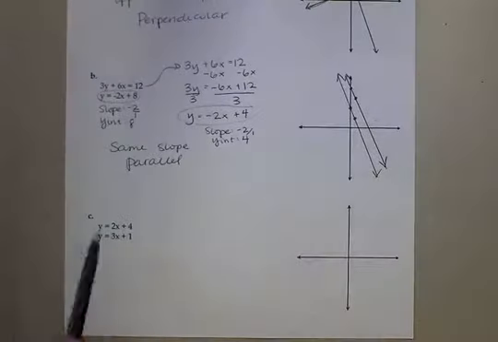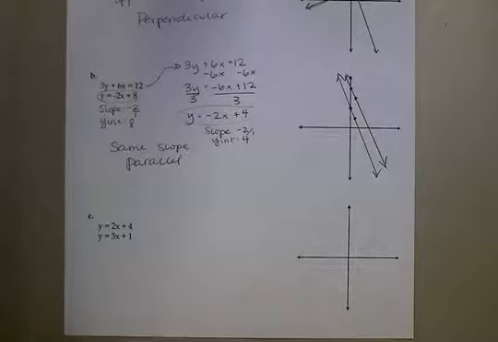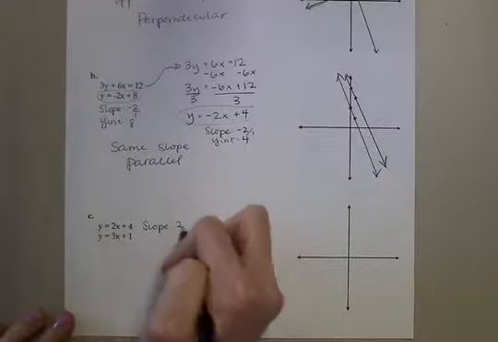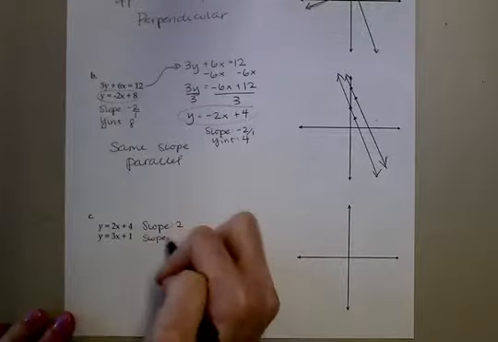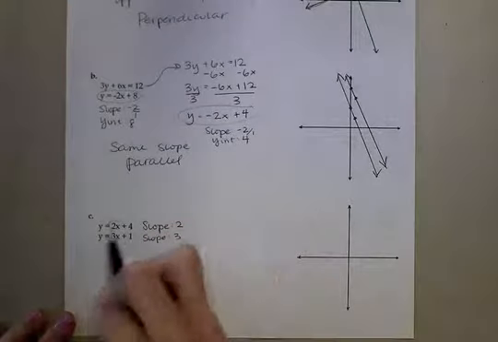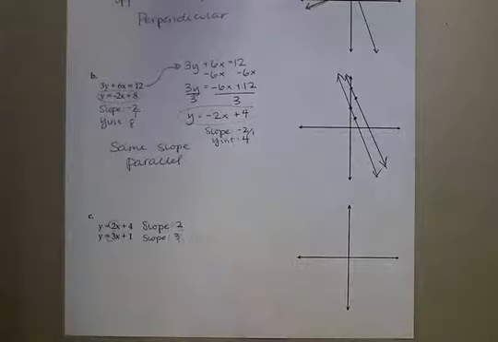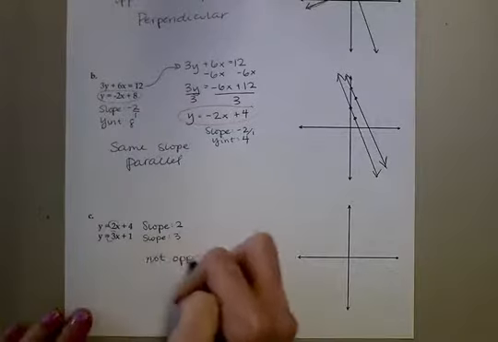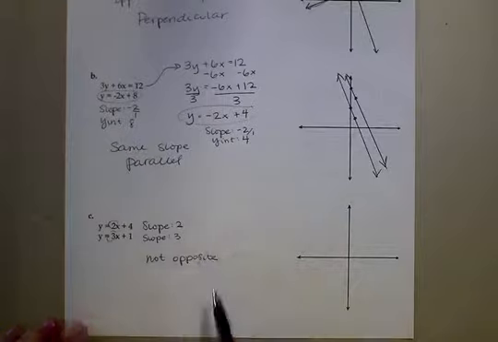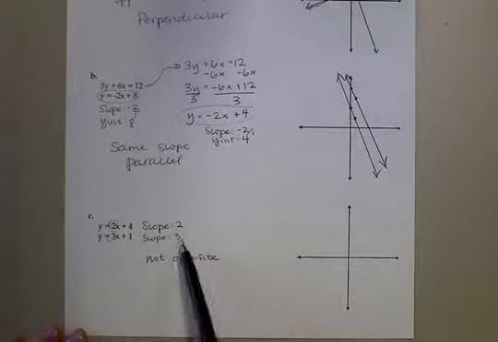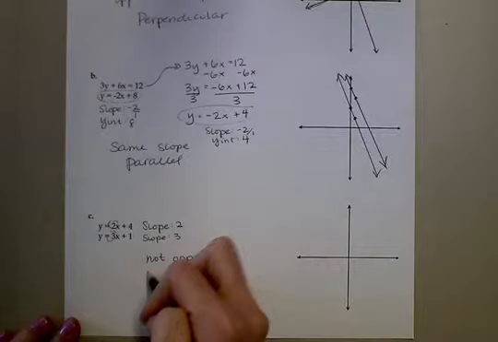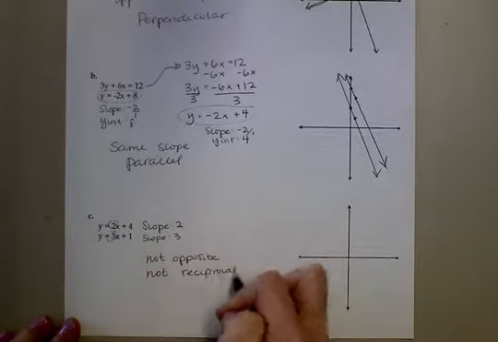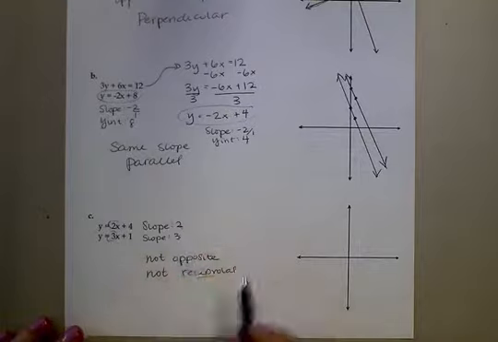So it appears they are already in slope-intercept form. This one has a slope of 2. This one has a slope of 3. Now they're both positive, so they're not opposite. And 2 is not the reciprocal of 3, and 3 is not the reciprocal of 2, so they're not reciprocal either. And 2 and 3 are not the same.